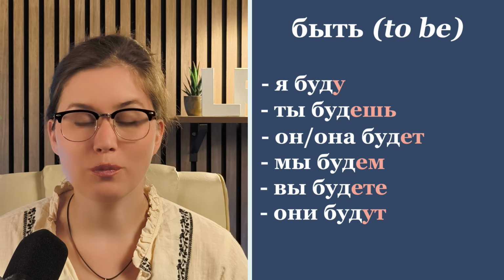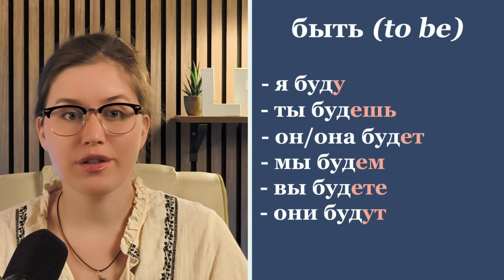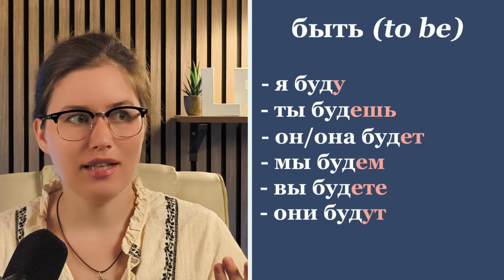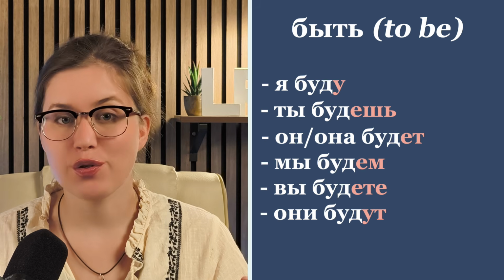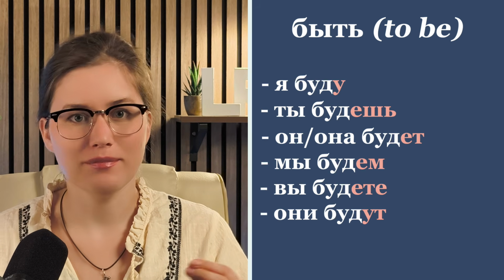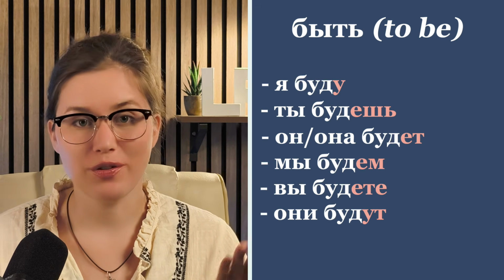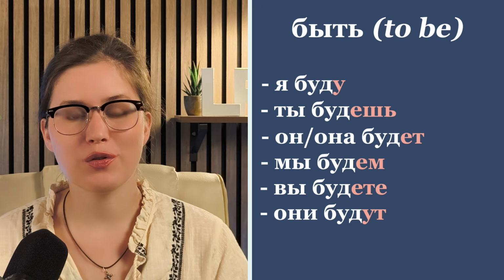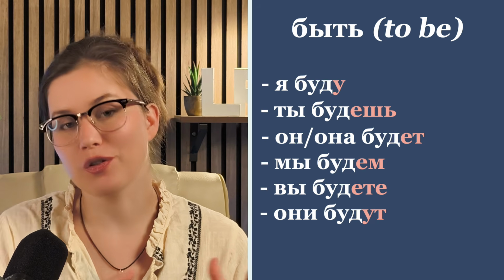Look at the form будешь. There is your ешь again. And будет, there's your ет. Он, она, he, she. Same clues, new tense. The endings you learned 2 minutes ago just came back to work for you.